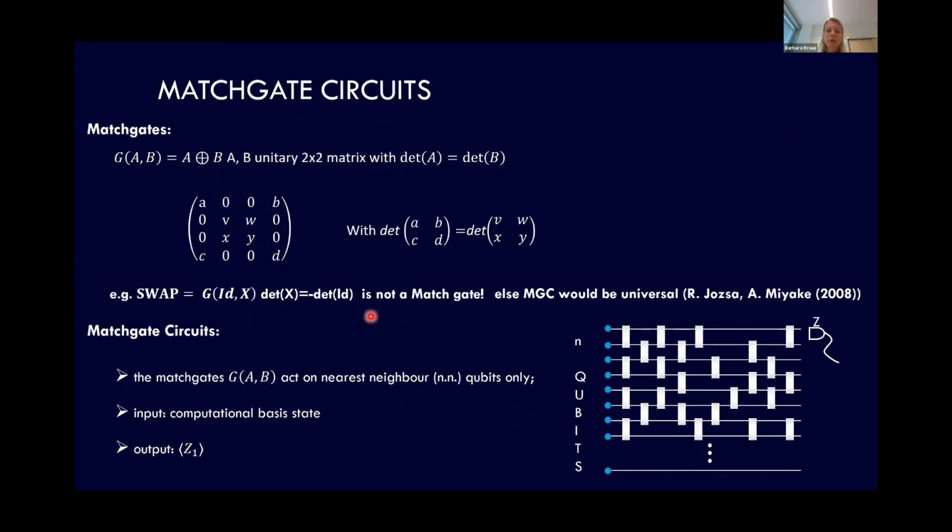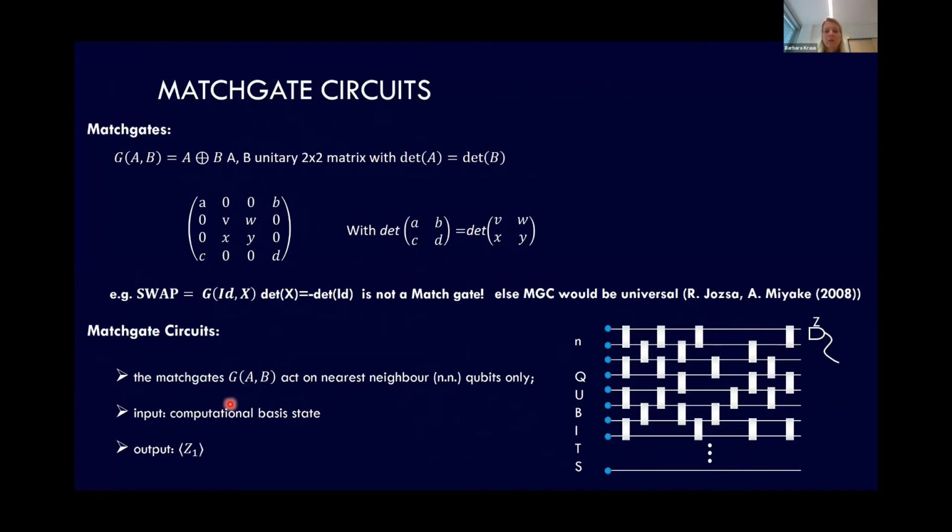On the contrary, actually, it has been shown many years ago that if you add the swap gate to the set of matchgates, then you have a universal gate set. So you could do any kind of quantum computation. So swap is not an element of the matchgates, and this is important and will be important also later on. But everything else that is of this form are matchgates, and in contrast to, for instance, the Clifford gates, you really have here 3 parameters. So this is not a finite gate set, but you have really continuous parameters here.